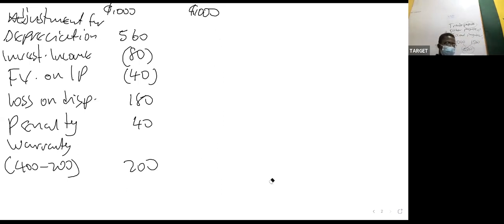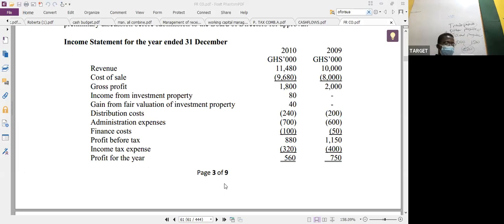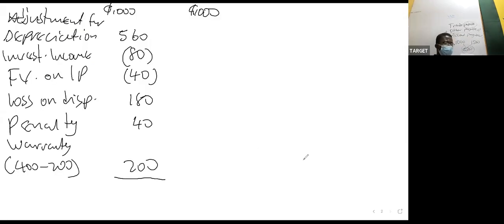So when you add all, you get 860. I'll take that. Now let's go. What do you do again? You go to the next text, changes in working capital. So let me start from here and come and add here. Okay, let me do something here.